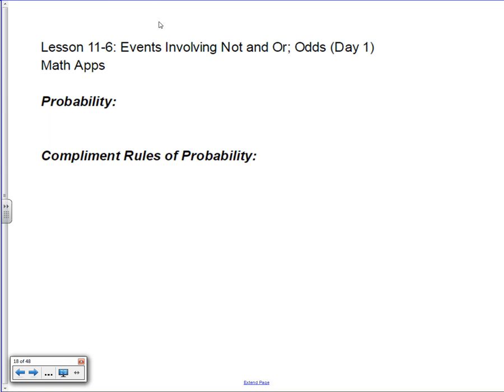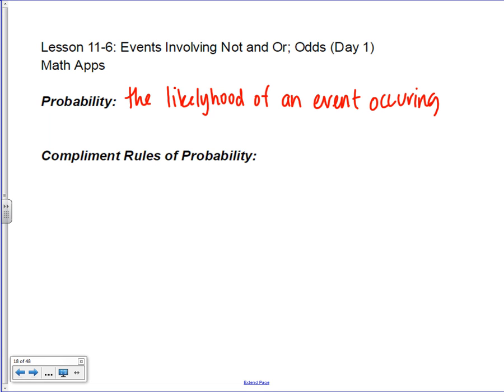So here we go. Probability. You should be able to give me by now a definition of probability. Probability is the likelihood of an event occurring. How certain are you that the event will occur? And in order to calculate that, you have to make a fraction. You do your number of favorable outcomes over the number of possible outcomes.